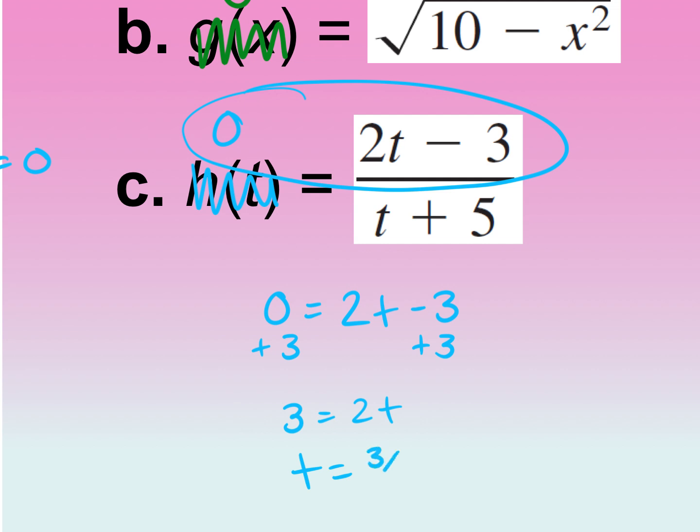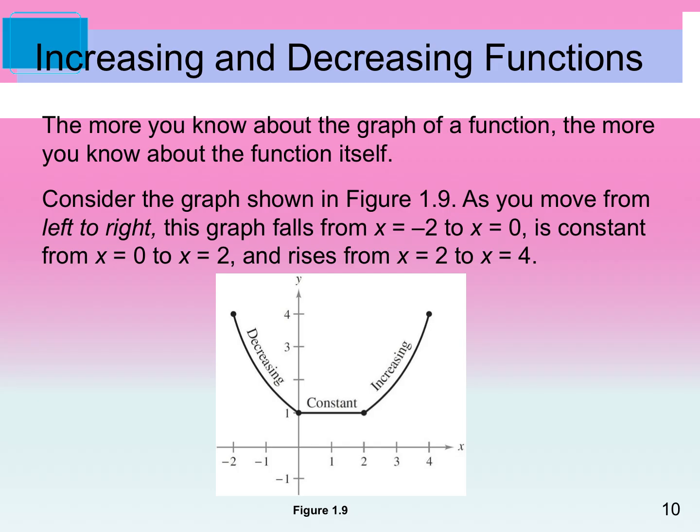3 over 2. Next, we're going to talk about increasing and decreasing intervals. So we have increasing, decreasing, and constant. Just like how you read a sentence going from left to right, we read a graph going from left to right.